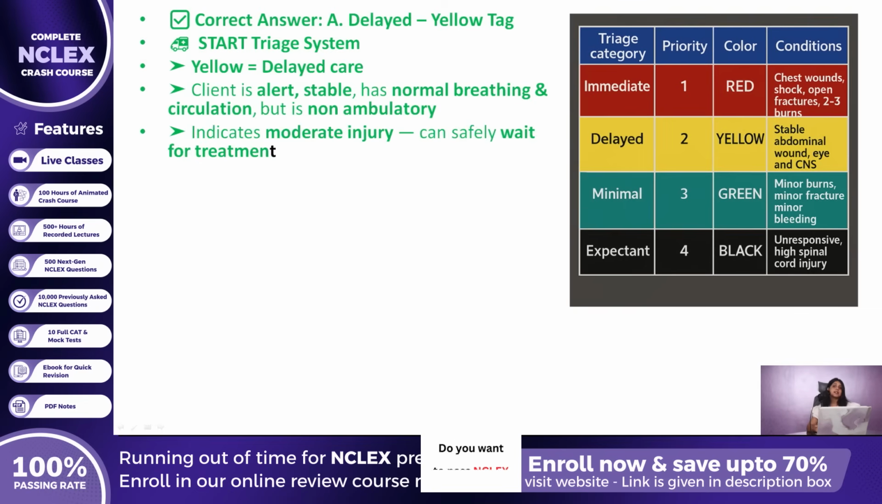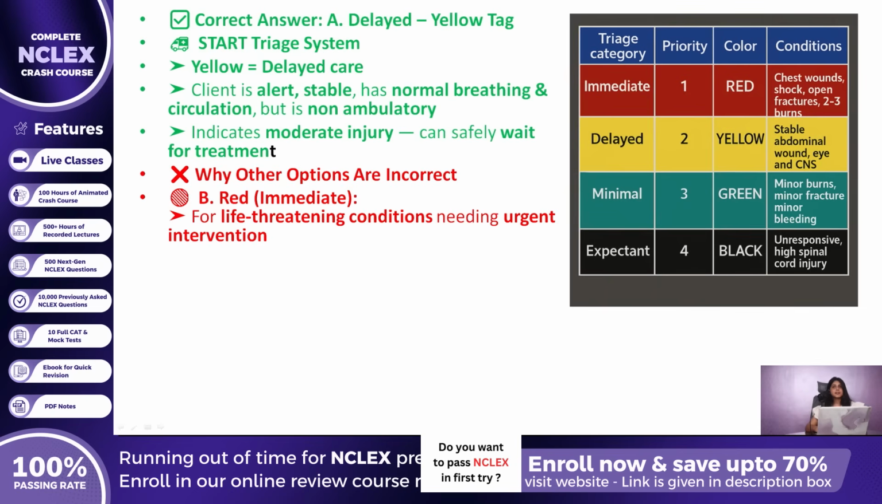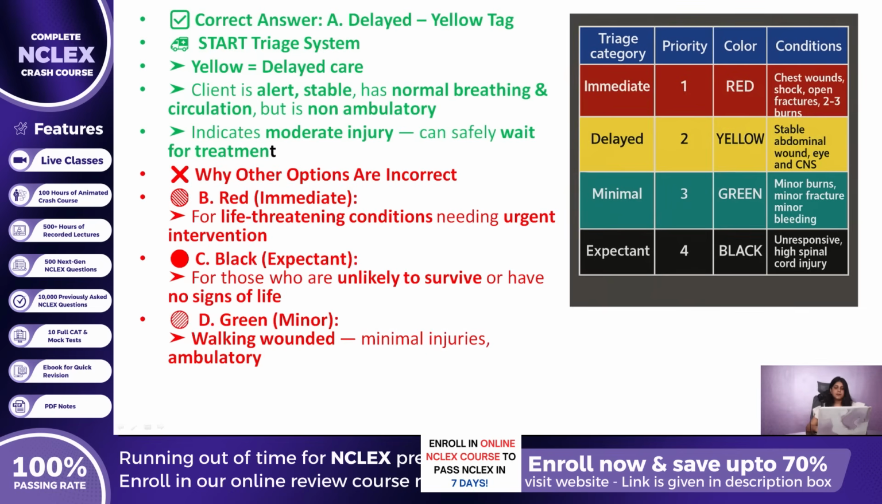Option B, red, is for life-threatening cases. Option C, black, is for those unlikely to survive. And option D, green, is for ambulatory patients with minor injuries. Yellow is appropriate for non-ambulatory but stable individuals.